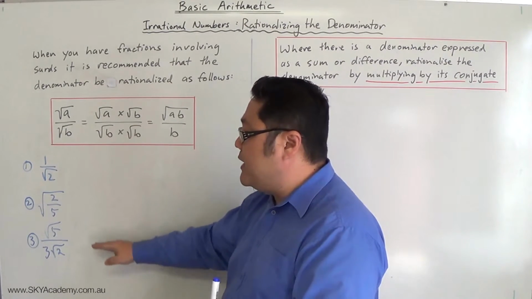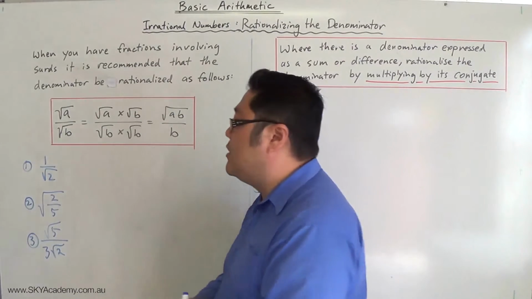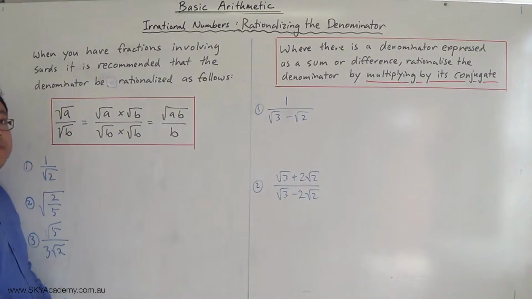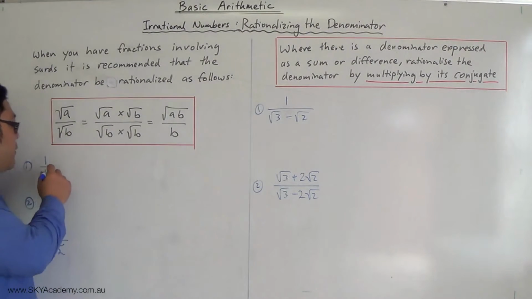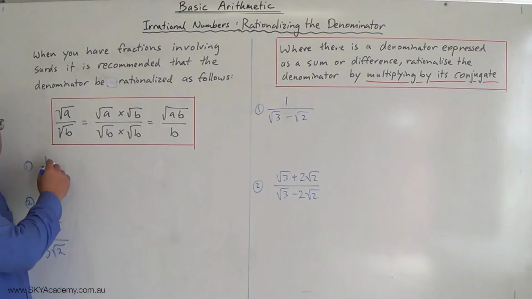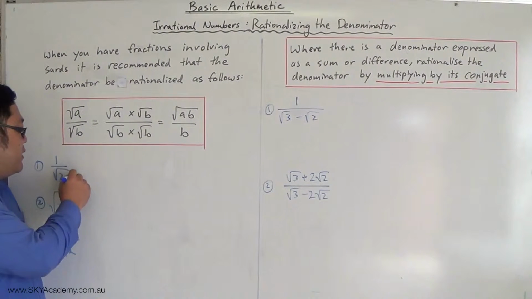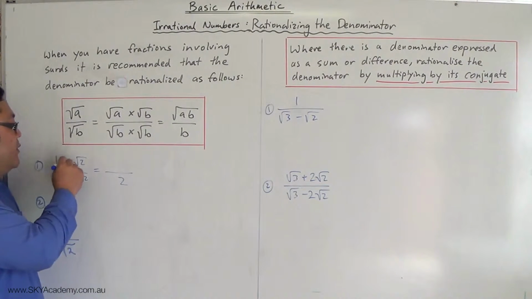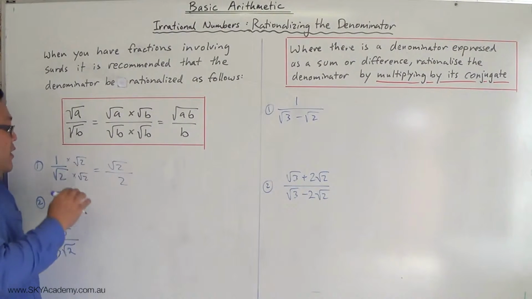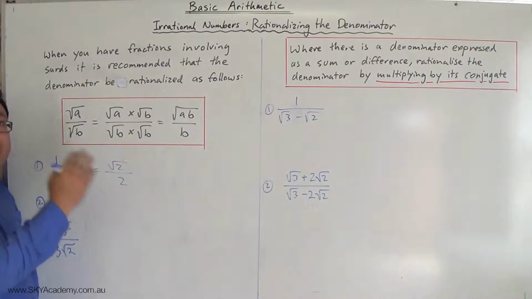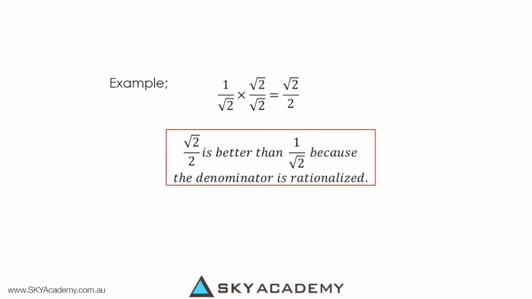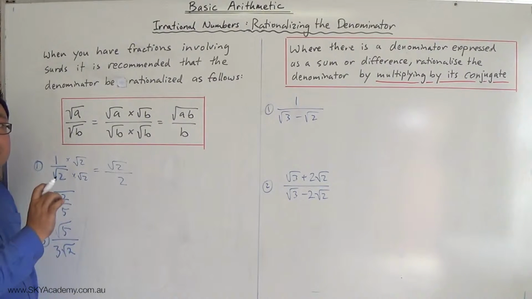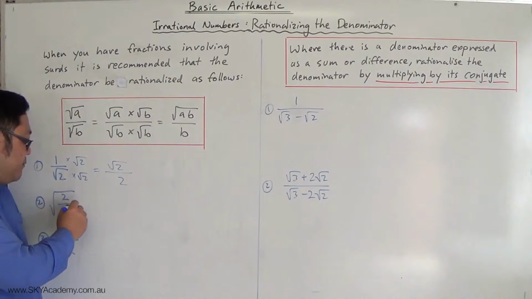So let's have a look at 3 examples here and see how we might rationalize the denominator. I'll come over and stand on this side so you can see. So, 1 over the square root of 2. What we're going to do is multiply the top and the bottom by the square root of 2. Square root of 2 times square root of 2 gives you 2. The square root of 2 times 1 gives you root 2. So 1 on the square root of 2 is better off expressed as the square root of 2 on 2. That's a better way of expressing it because the denominator is rationalized. Got that? Let's have a look at this one.